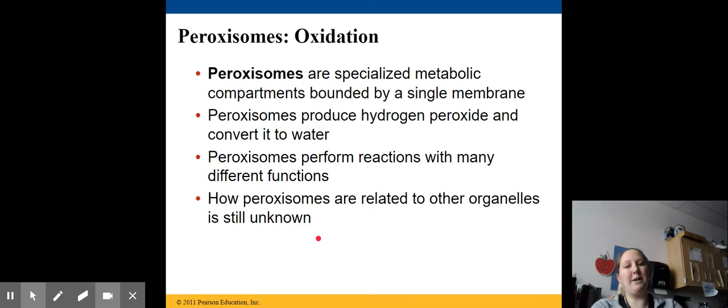Peroxisomes are those specialized metabolic compartments that are bound by a single membrane. Their responsibility is to produce hydrogen peroxide and then convert it to water. A lot of our metabolic processes that happen in cells create hydrogen peroxide as a waste product, and we need to be able to convert that to water because hydrogen peroxide is toxic to cells. These peroxisomes perform reactions with many different functions and have really helped get rid of excess water inside bodies.